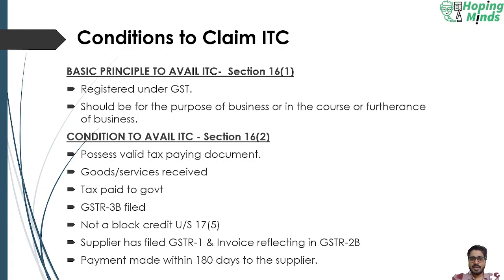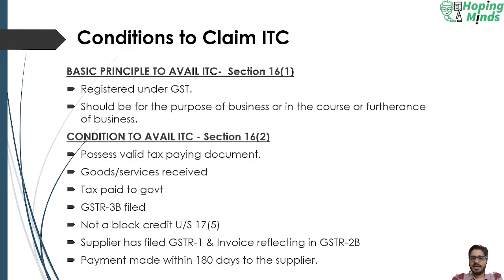Next is invoice reflecting in GSTR 2B, that is, input tax credit against an invoice can be claimed only if it is reflecting in the GSTR 2B of the recipient. It is only possible that the invoice will reflect in GSTR 2B if the supplier has filed his GSTR 1 return within the due date of the reporting period. So the supplier must have filed his GSTR 1 return and considered the invoice of the recipient in his GSTR 1 return so that it reflects in the GSTR 2B of the recipient.